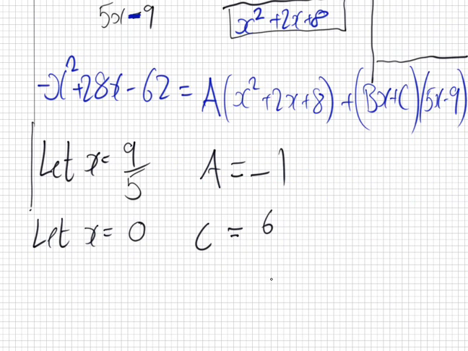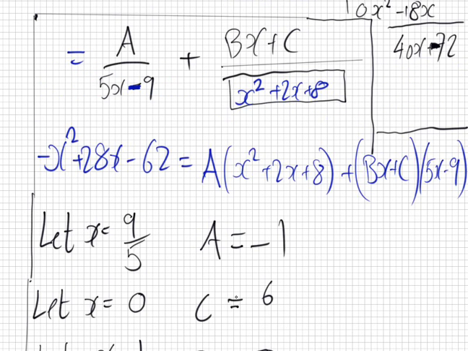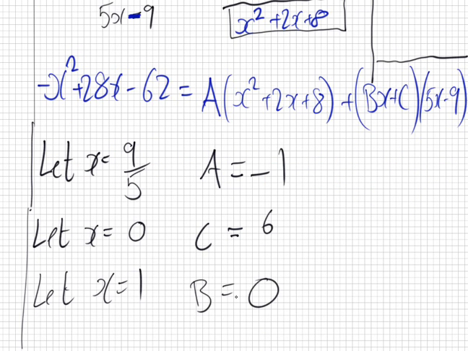Okay, and then to finish, what did you do? Let x equal to 1, and what did you get? B equals 0. Okay. We've seen that previously. So if b is equal to 0, that means there's no b in the numerator, no x part, which I think is a good thing, actually.